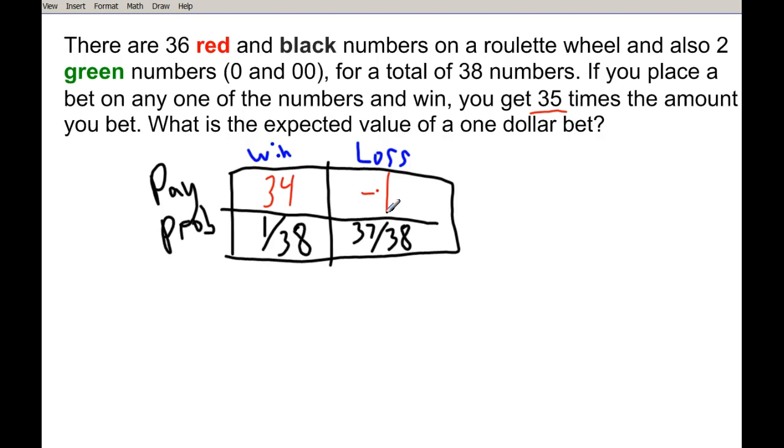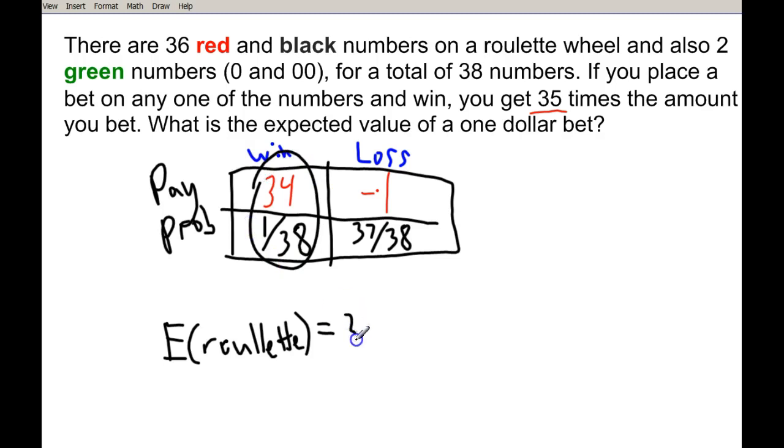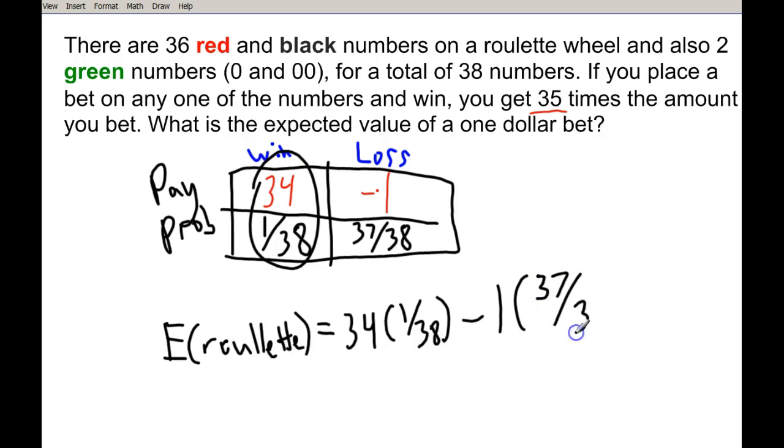So then, again, we do our expected value. So the expected value of roulette is equal to these two guys multiplied together, 34 times 1/38, plus -1 times 37/38.